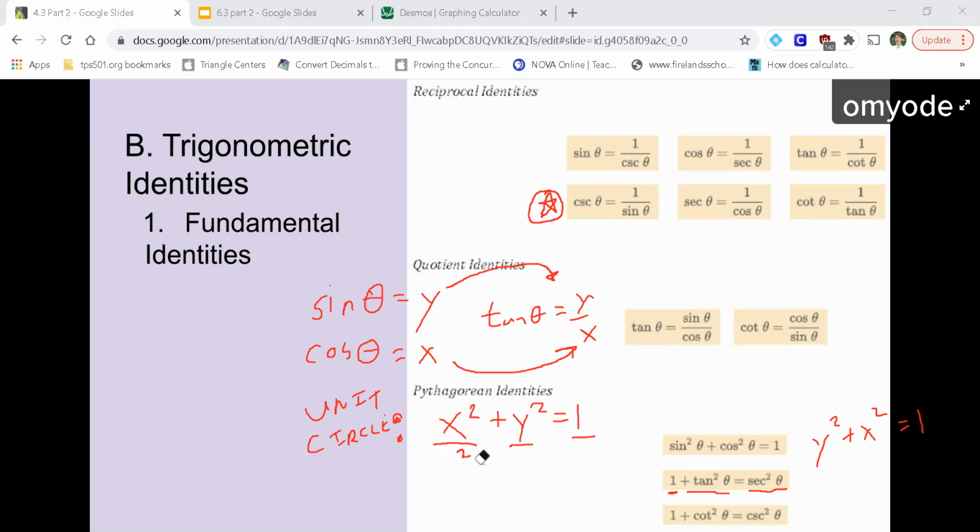Similarly, if you divide all of these by y squared, you get x divided by y, which is cotangent. So x squared divided by y squared is cotangent squared. Y squared divided by y squared is just 1. 1 divided by y is the reciprocal of sine, which is cosecant. So 1 divided by y squared would be cosecant squared.